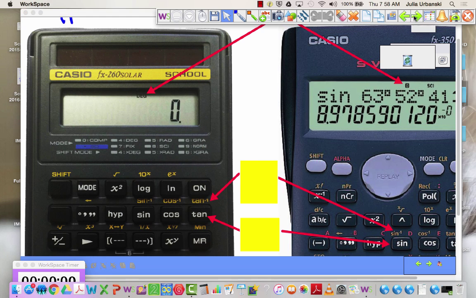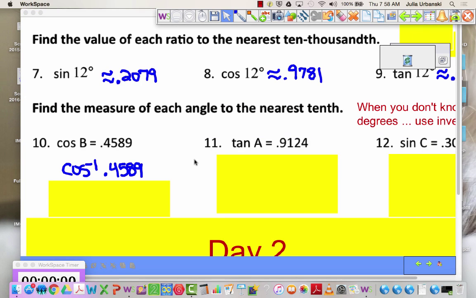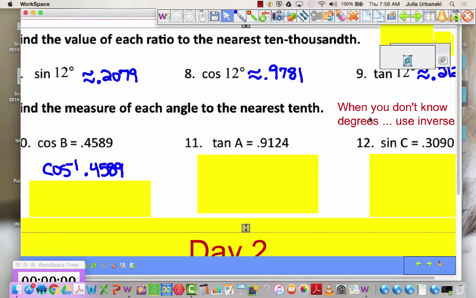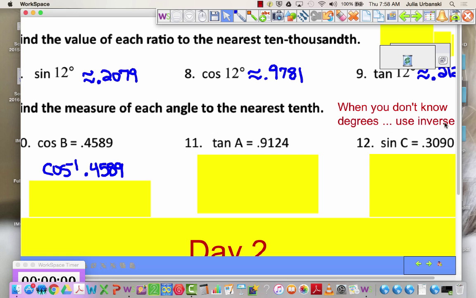Okay? So it's extremely important. Use the sine inverse. You don't have to write that every time. You can get used to just using it in the calculator, but for your notes, write it down right now, so in case you go back to look at it, you will know. Also, write yourself this little note right here. When you don't know the degrees, use the inverse.